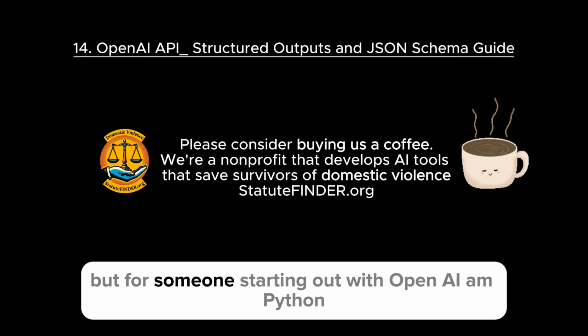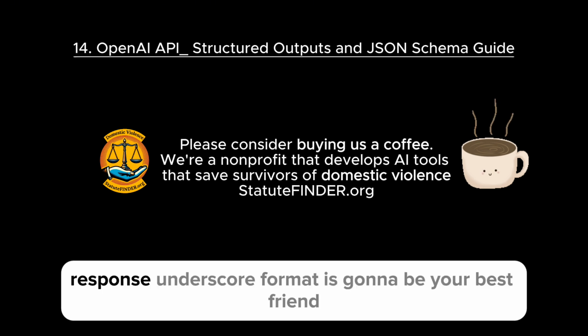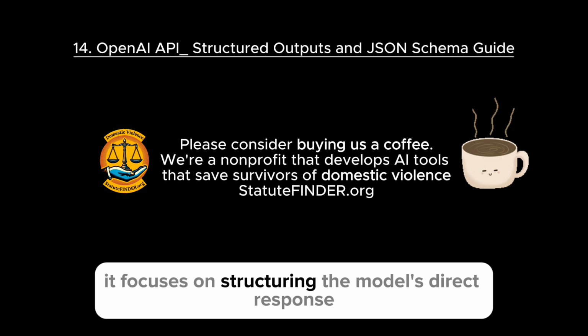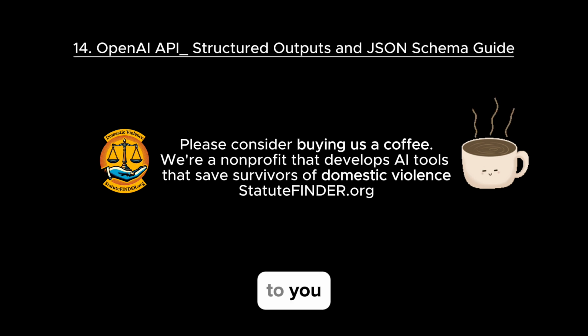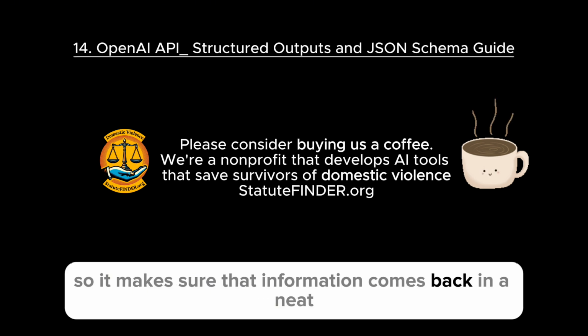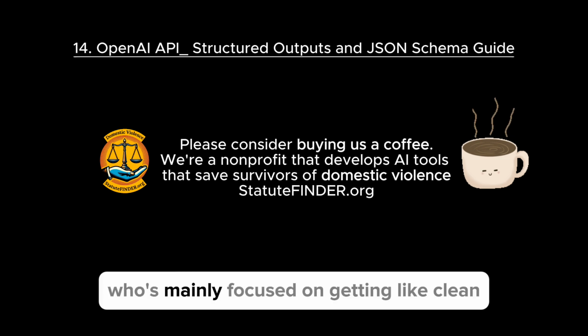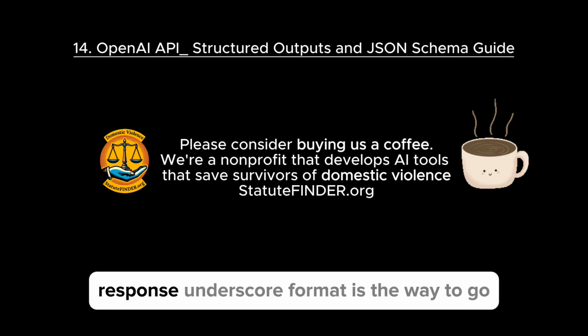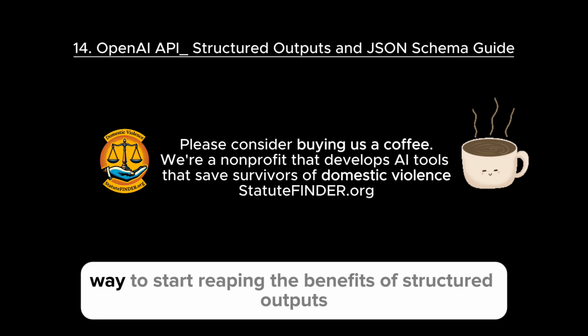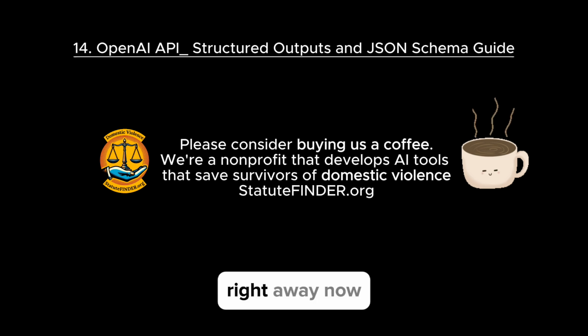It is, but for someone starting out with OpenAI and Python, response_format is going to be your best friend. It focuses on structuring the model's direct response to you, so it makes sure that information comes back in a neat, predictable format. So for our listener who's mainly focused on getting clean, usable data back from the model, response_format is the way to go. Absolutely. It's the most straightforward way to start reaping the benefits of structured outputs right away.